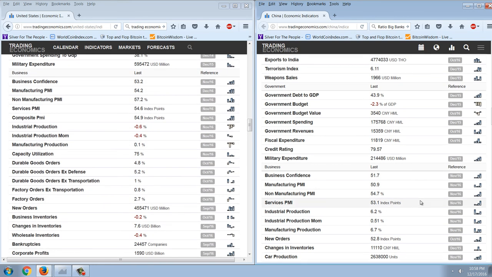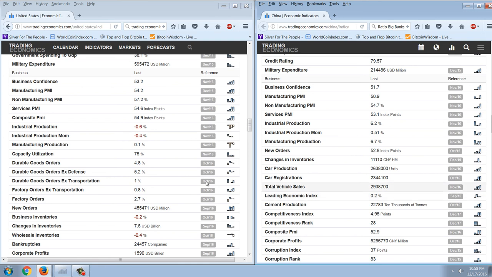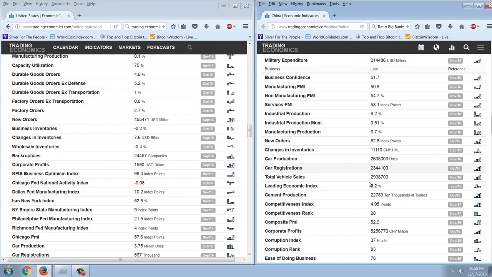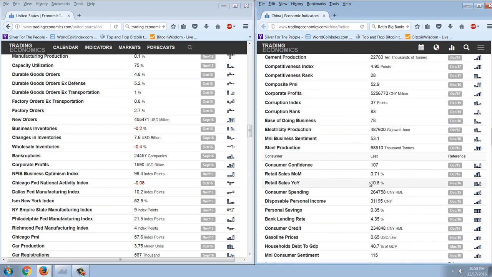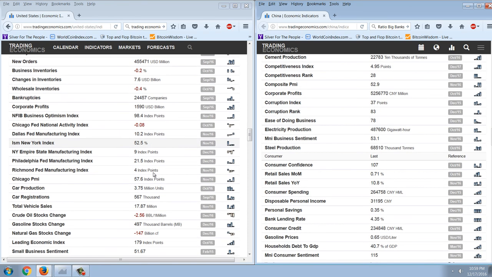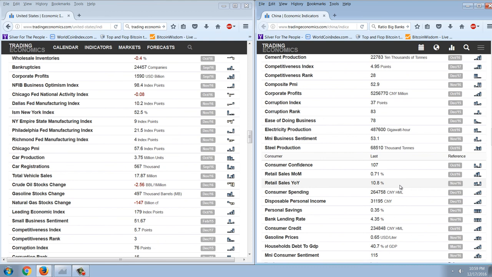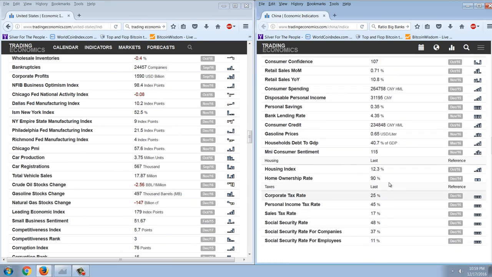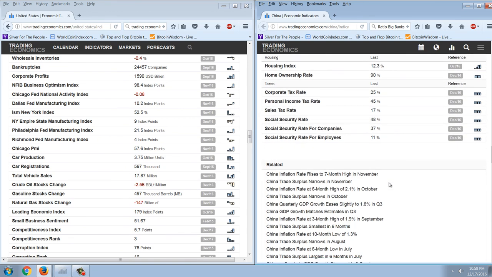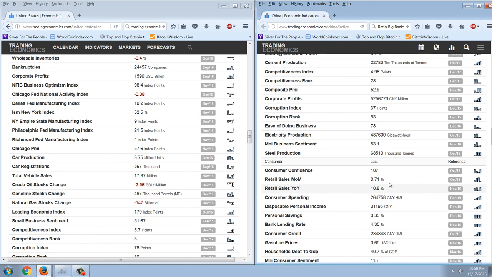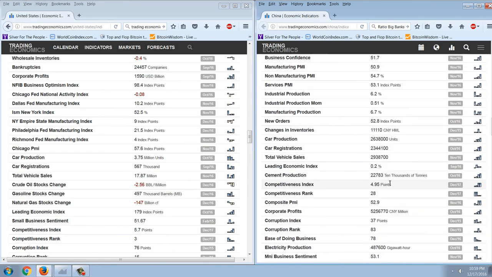So here's the manufacturing. We're going to skip those mostly. Bankruptcies, that's just a raw number. And there's just a few more here that I wanted to point out. So we do have the vehicle sales here in both of these, and these are kind of interesting.